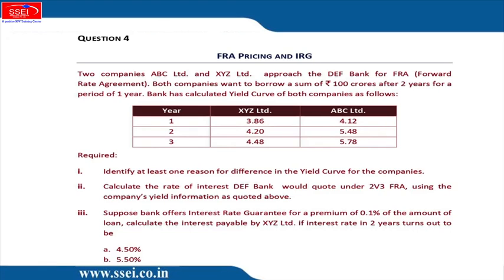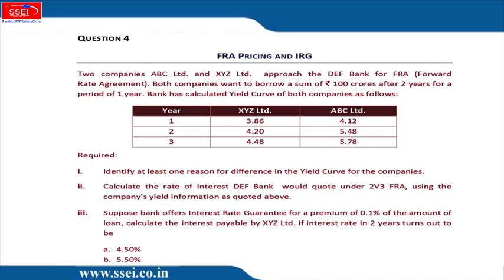So XYZ, the rates are given, ABC, the rates are given. Identify at least one reason for difference in the yield curve for the companies. So we can see that ABC has a higher interest rate as compared to XYZ. That means ABC has a higher level of credit risk, reflected by a lower credit rating. Okay, that's the answer. Why does ABC have a higher yield? Because it has higher credit risk, perhaps a lower credit rating.